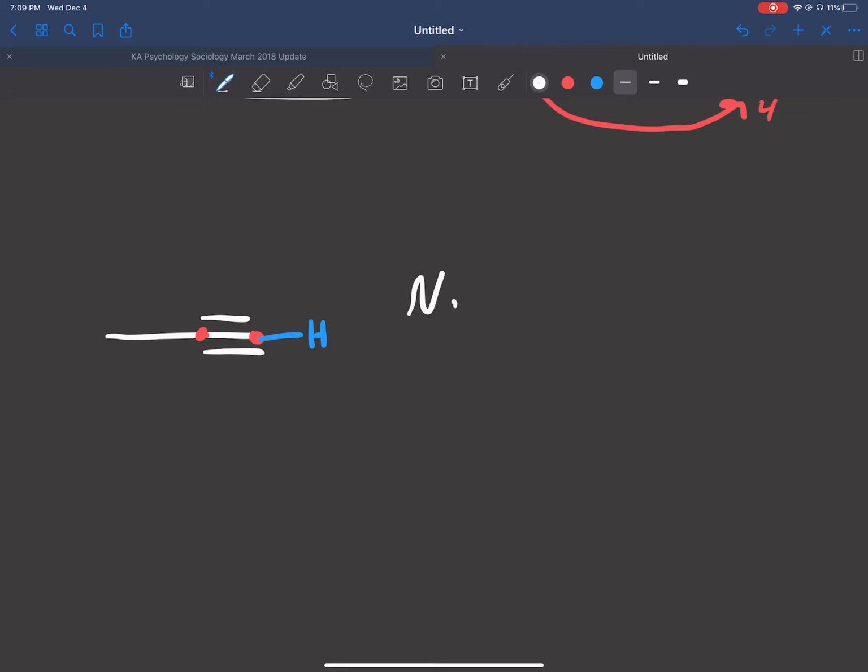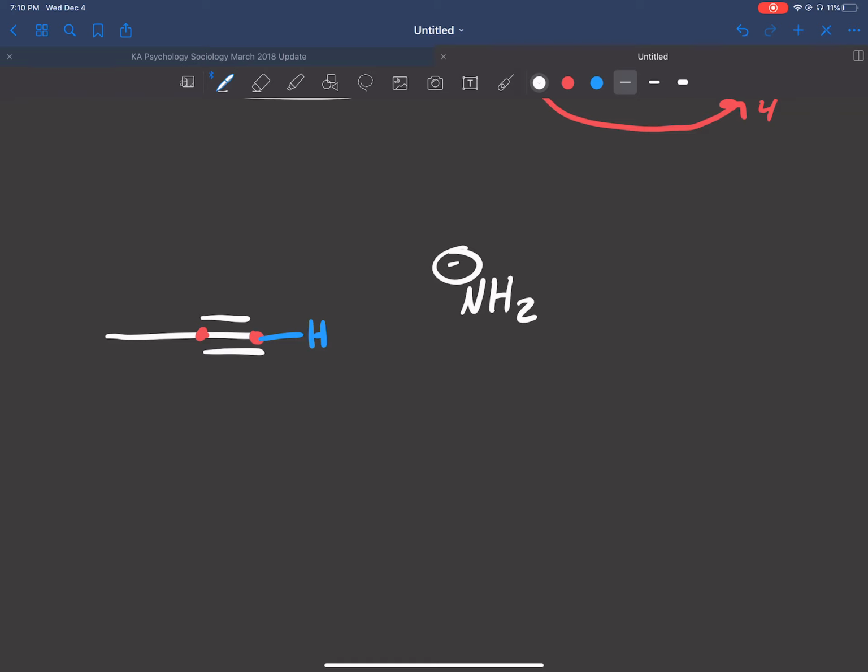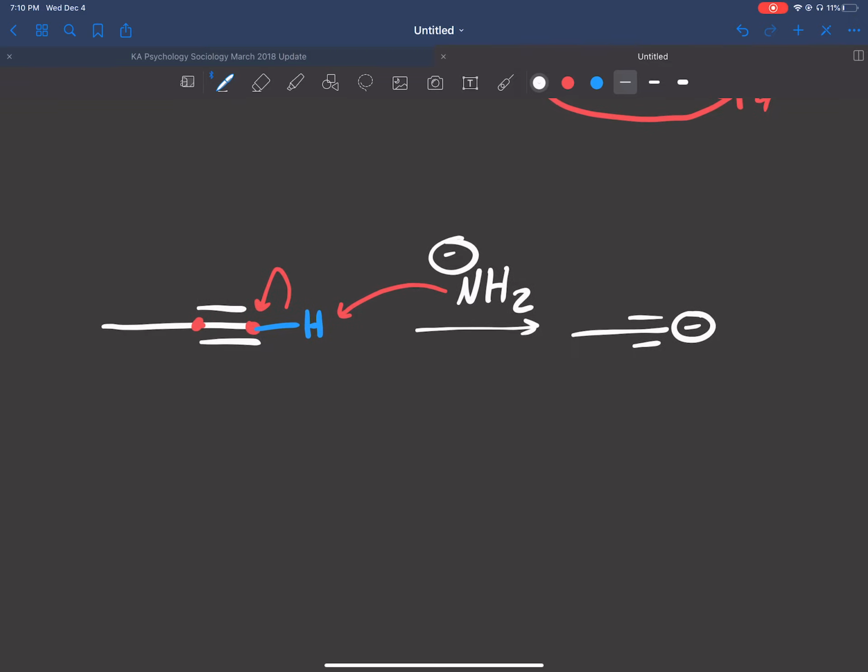And you just want to use a base, so NaNH2. We remove the Na, it becomes Na+, and we're going to get a minus charge here. All it's going to do is deprotonate this, and then we put a lone pair right there. And that's how we generate this nucleophile.